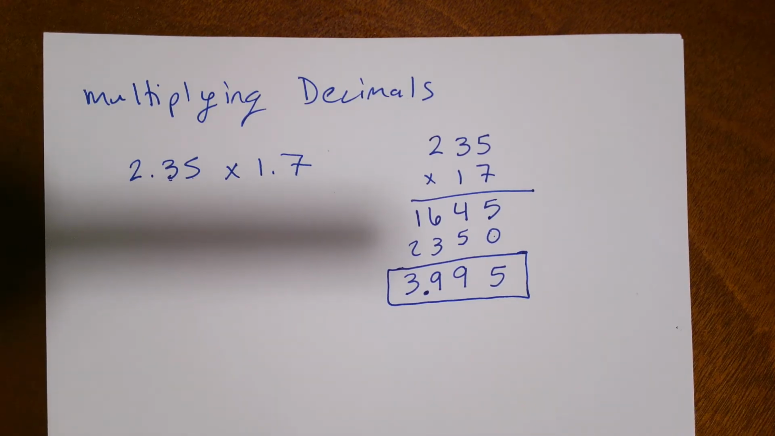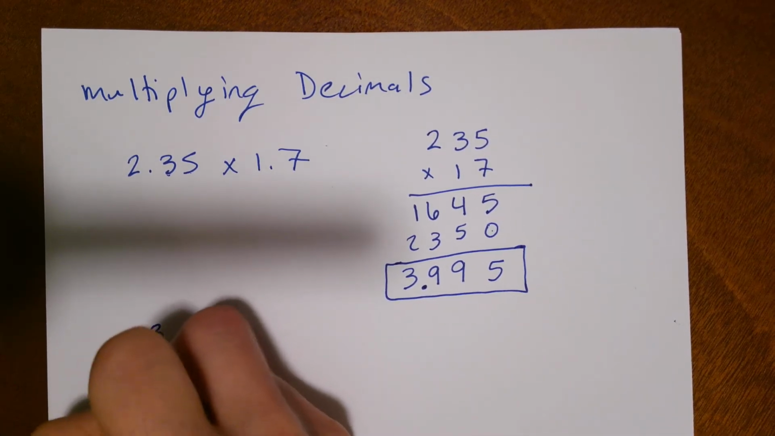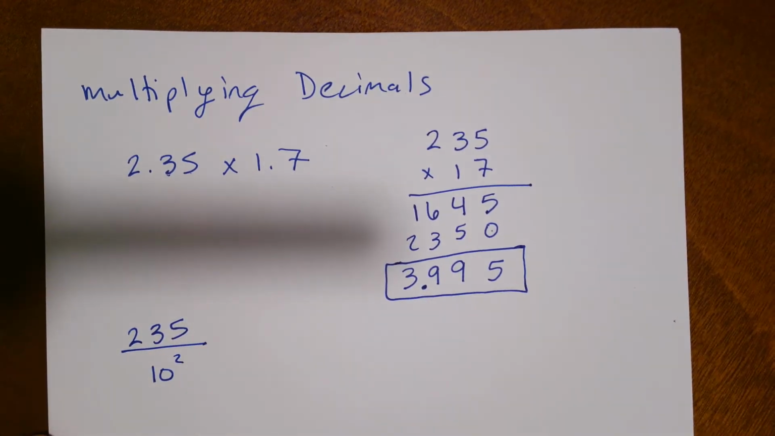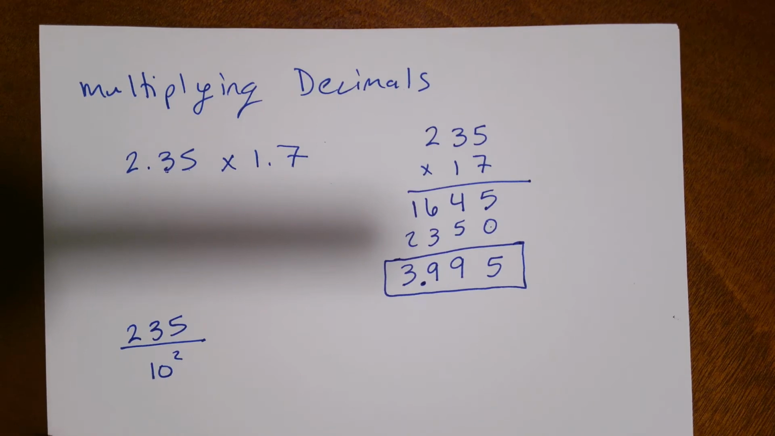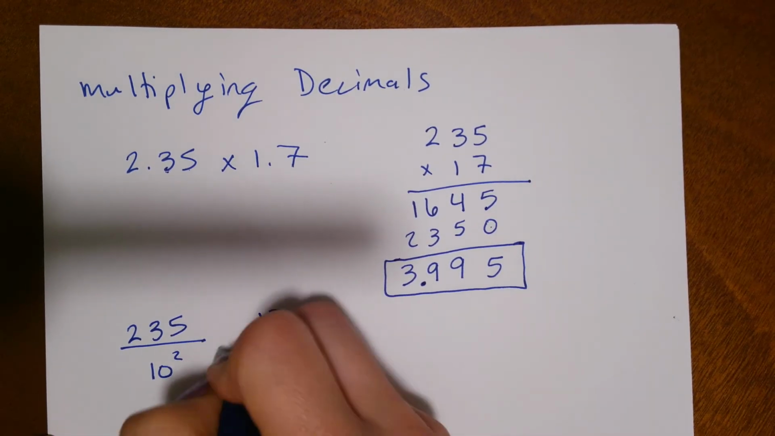Now the question is, why? I mean, that's a nice little shortcut, which is what the algorithm gives us, but that doesn't tell us why. So let's do this with our handy dandy decimal fractions. So 2.35 as a decimal fraction, we know to be 235 over 10 squared. And 1.7 as a decimal fraction, we know is 17 over 10 to the first.